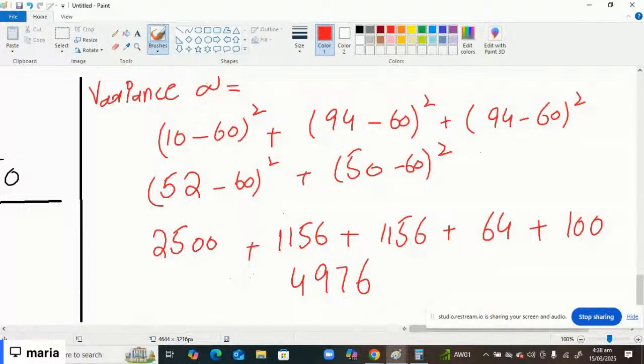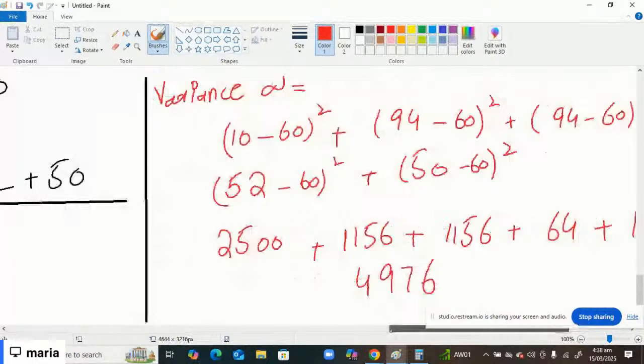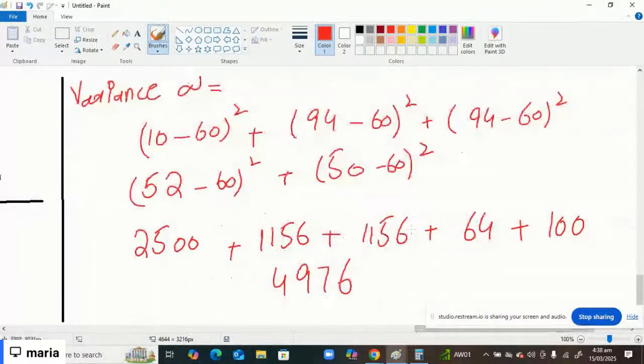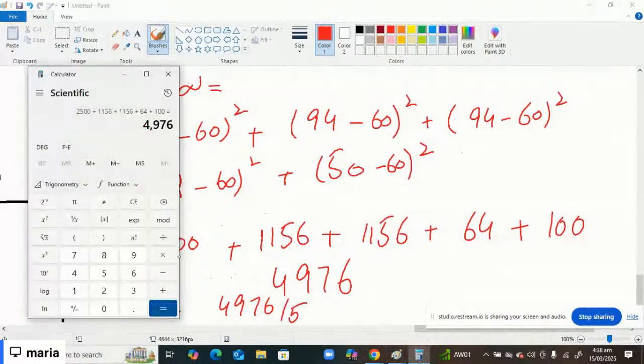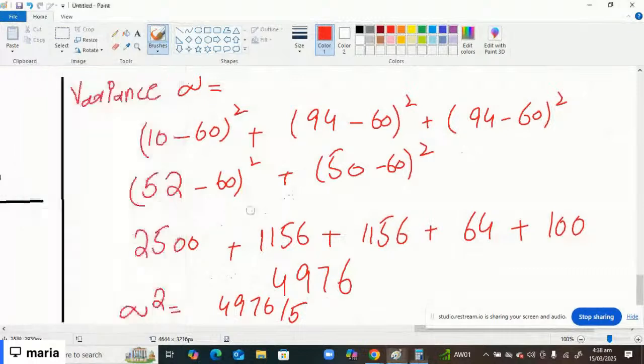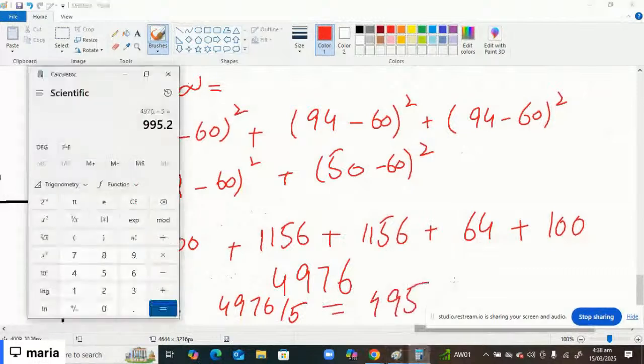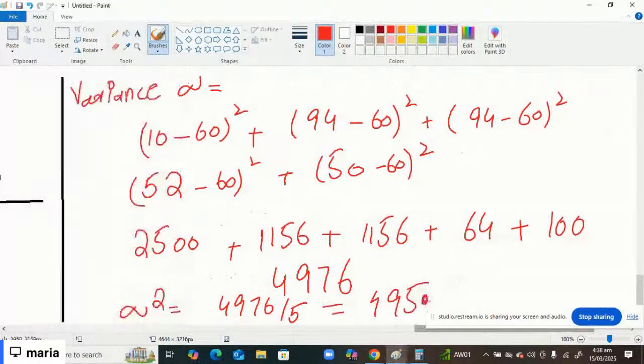So what do we do for the variance now? We are just going to divide it. This variance over how many digits? 1, 2, 3, 4, 5. So this 4976 is divided by 5. Answer is 995.2. And this is your variance.